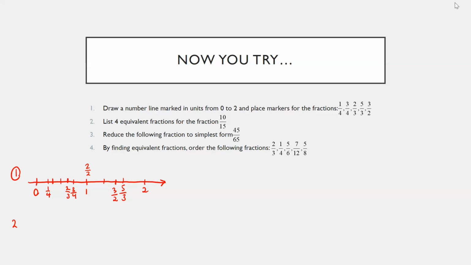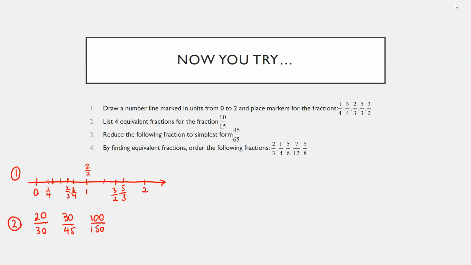All right, question 2. I need to list 4 equivalent fractions for the fraction 10 on 15. So if I multiply 10 and 15 by 2, I could have 20 over 30. If I multiplied it by 3, I would have 10 times 3 is 30, and 15 times 3 is 45. If I multiplied them both by 10, I would have 100 over 150. So they're 3 equivalent fractions that I get by multiplying by 2, 3, and 10.